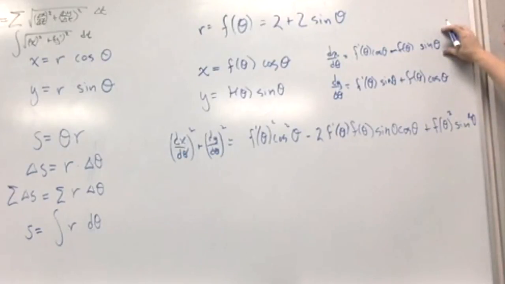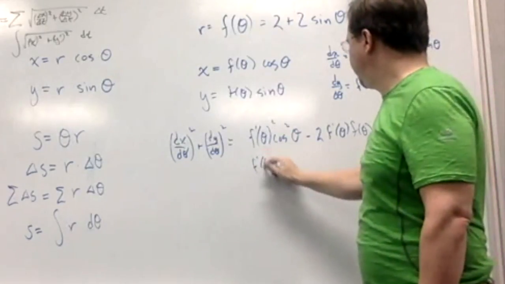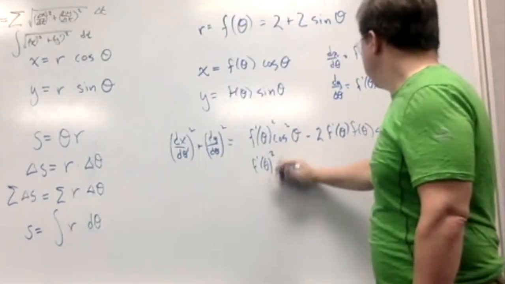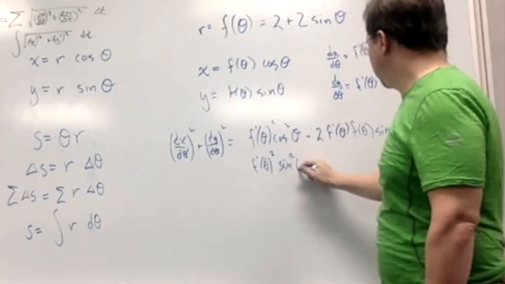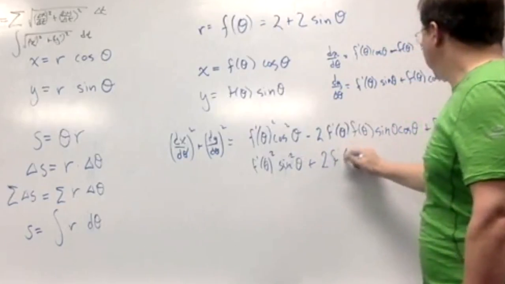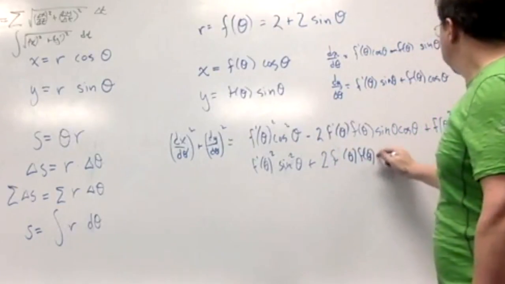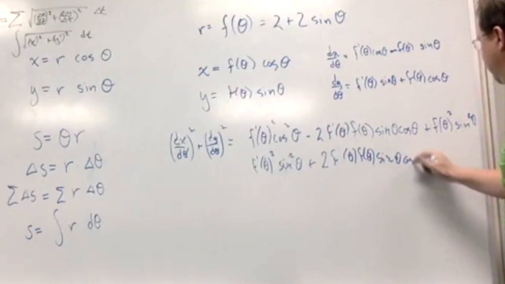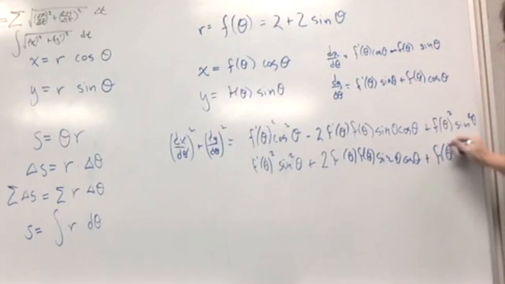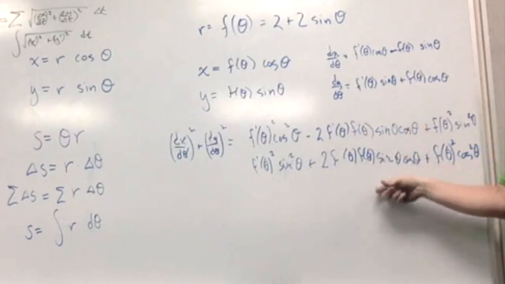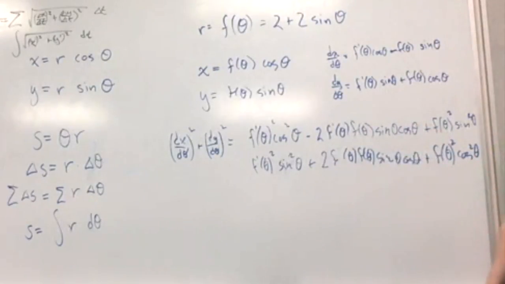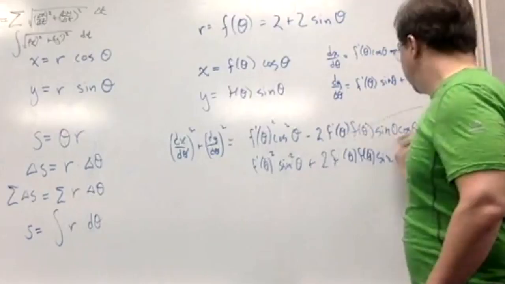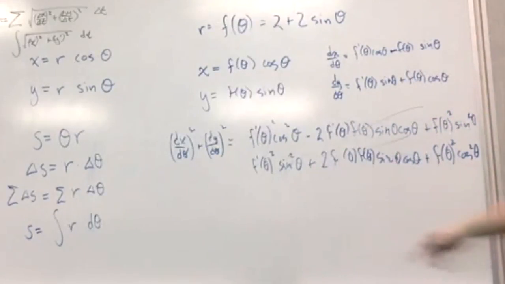That's just the square of this right here. I think after I write this one down, it'll start to simplify. Plus 2 f prime theta, f of theta, sine theta, cosine theta, plus f of theta squared, cosine squared theta. Yeah, these will cancel. And that'll always happen, because I'm doing this in general. So these are always going to cancel. That's good.